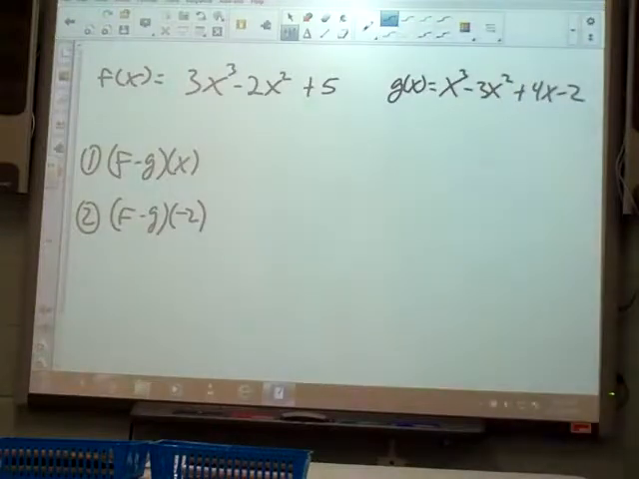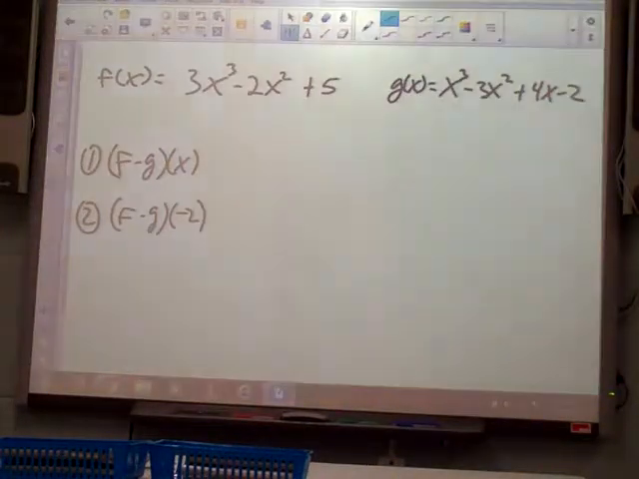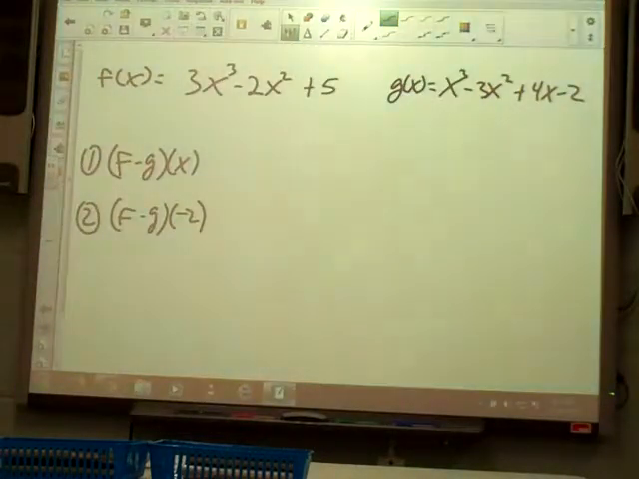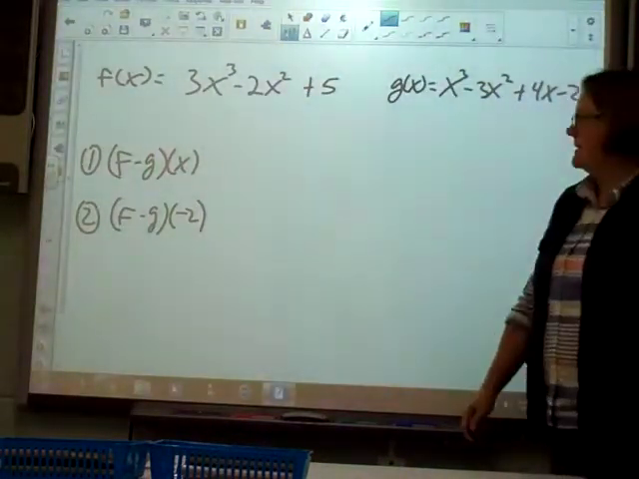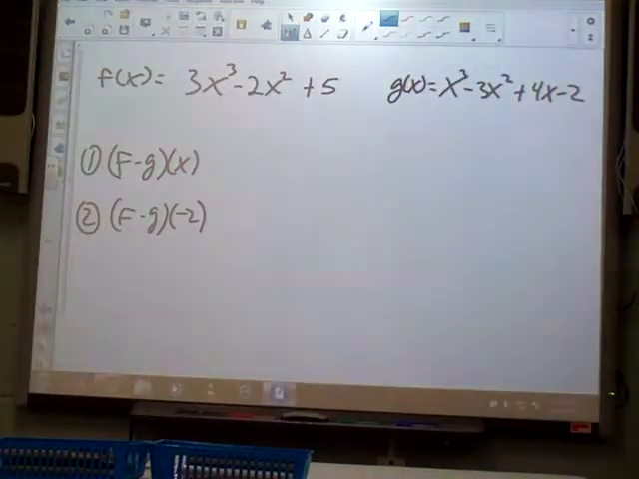Alright, here we've got f of x is 3x cubed minus 2x squared plus 5. G of x is x cubed minus 3x squared plus 4x minus 2. We change what we're finding now on number 1. We're subtracting. On number 1 we're going to do f minus g of x. Then after that we'll find f minus g of -2. Those are minus signs in there. Let me get it written down so I can listen.